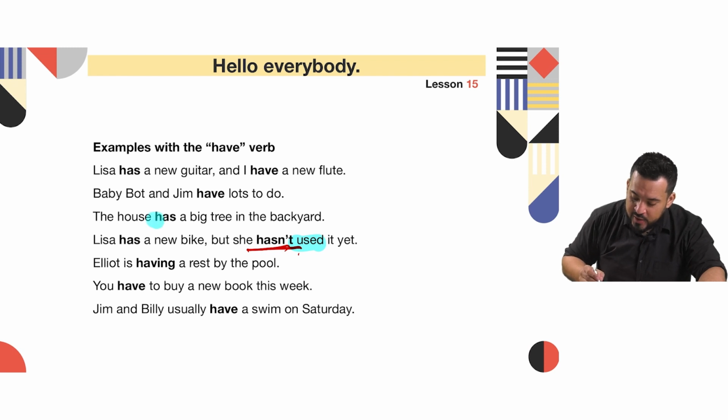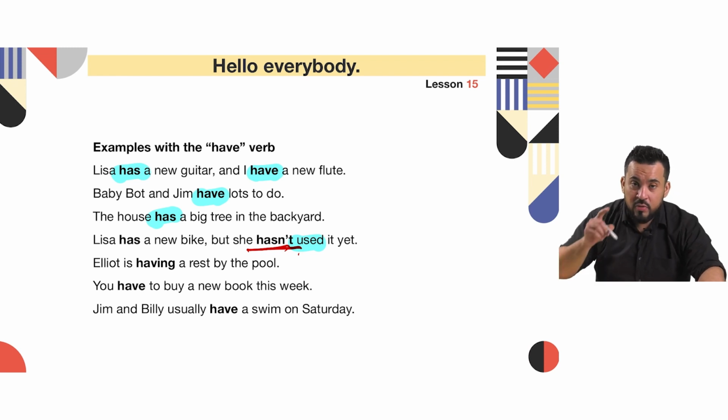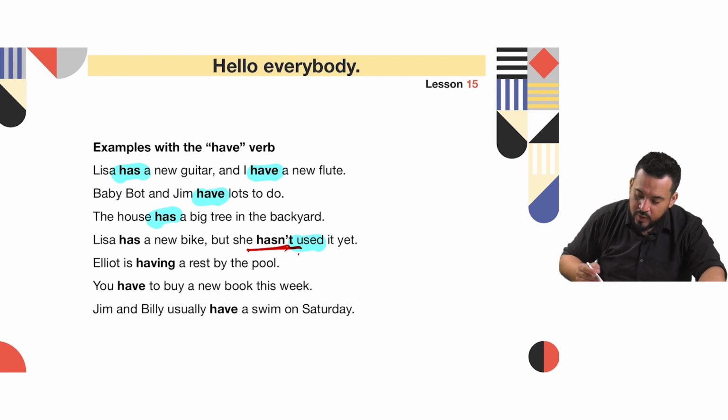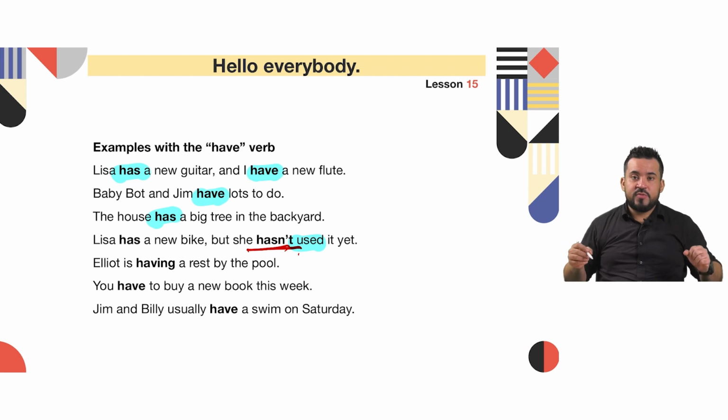The house has a big tree. This is a main verb. Bob and Jim have lots to do. Main verb. I have a new flute. Main verb. Lisa has a new guitar. Main verb. But this is not a main verb. This is an auxiliary. Okay, the main verb is used. Okay, let's continue. I just wanted to point that out to you so you know the difference between the auxiliary and the main verb.